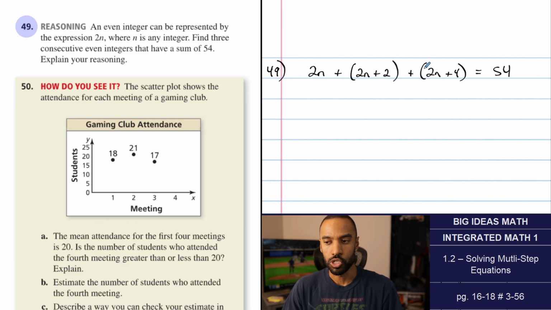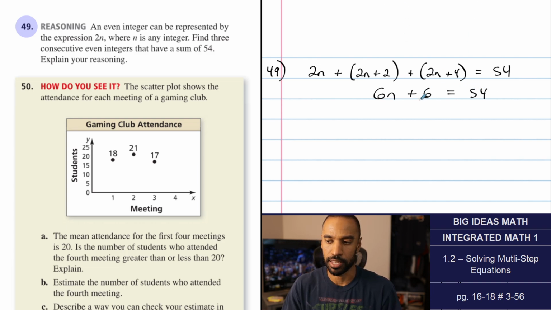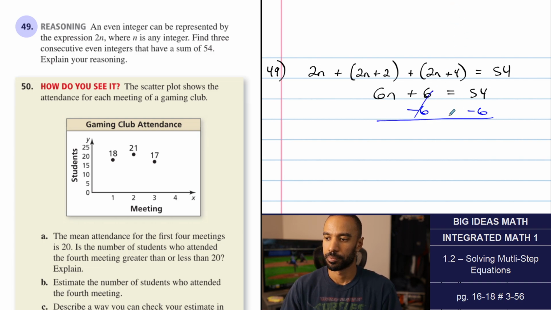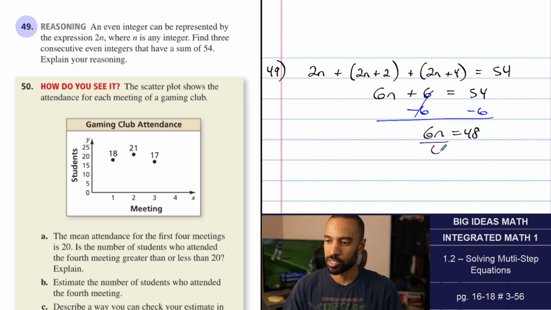Now, the parentheses aren't doing anything. It was just helping me group what they were. So I get 2n plus 2n plus 2n. That's 6n. 2 plus 4, which is 6. And this is 54. They do not want you to use trial and error. They want you to set up and solve algebraically. That's exactly what we're going to do. Subtract 6 from both sides. You get 6n equals 48. Divide both sides by 6. You get n equals 8.